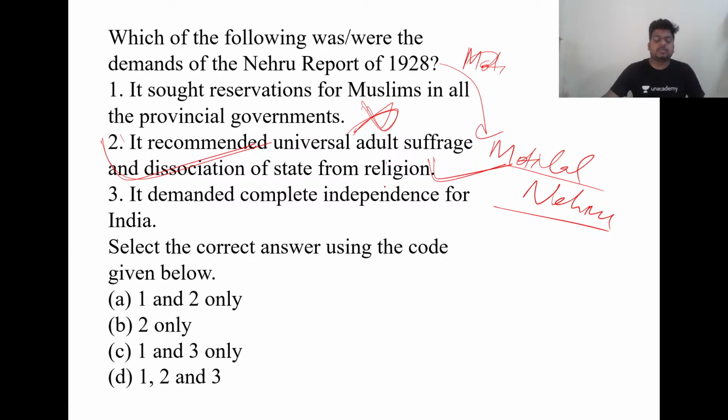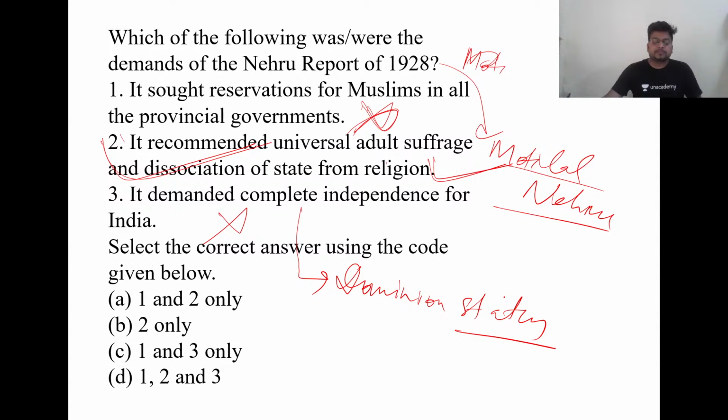It demanded complete independence for India? No, it did not demand complete independence. It demanded dominion status. So, the Nehru Report 1928 by Motilal Nehru demanded dominion status. It recommended universal adult suffrage. It rejected separate electorates. Next.